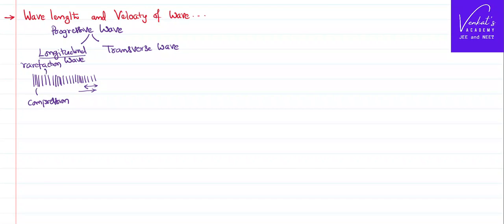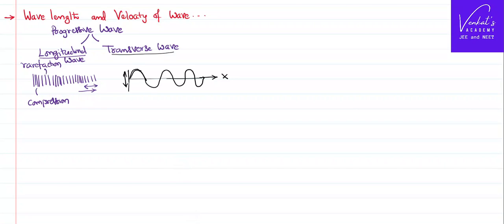Then we can talk about transverse wave. The particles of the medium vibrate about the y-axis, but the wave keeps on moving along the x-axis. So this is the direction in which the wave is moving, and this is the direction in which the particles are vibrating. That kind of wave is called a transverse wave.